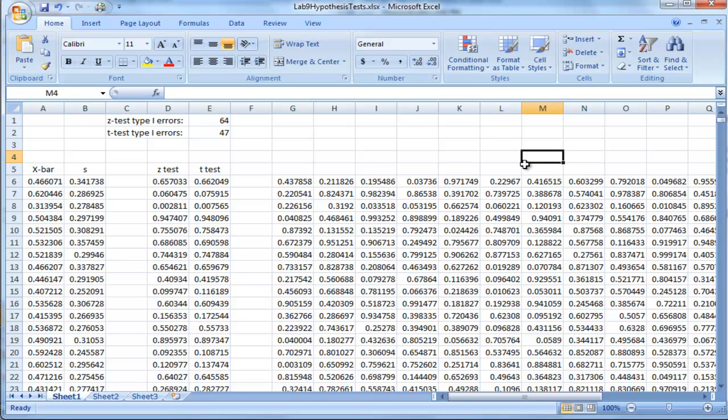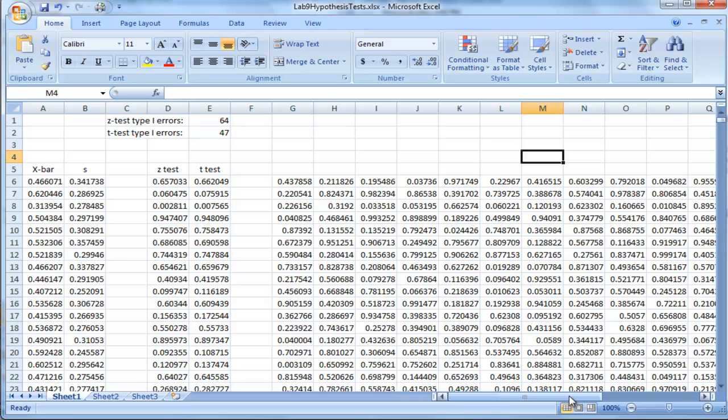Okay, welcome to the video for the last lab in Math 5301 Probability and Statistics. In this lab, we're going to compare how the z-test and the t-test, two different types of hypothesis tests, work, and specifically what the difference is between them and why, when you're estimating the standard deviation, the t-test performs better.